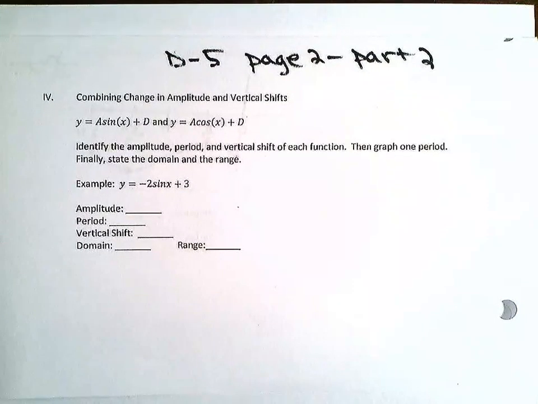In this video, we'll be looking again at note sheet D5, which is over vertical and horizontal shifts. Remember, horizontal shifts are also called phase shifts. And we are on page 2, the bottom. So we're looking at section 4.